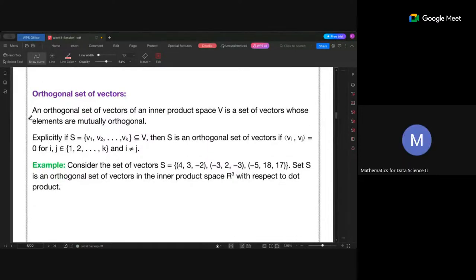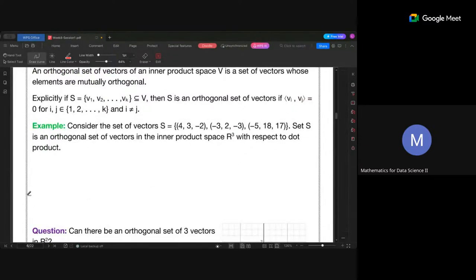Now, what is meant by an orthogonal set of vectors? It means they are mutually orthogonal. So you have a set of vectors. If v1, v2, v3 are orthogonal, then v1, v2, and then v1, v3 will also be orthogonal; each pair is orthogonal. If you take any pair from a given set and they are orthogonal, then that set is called an orthogonal set.